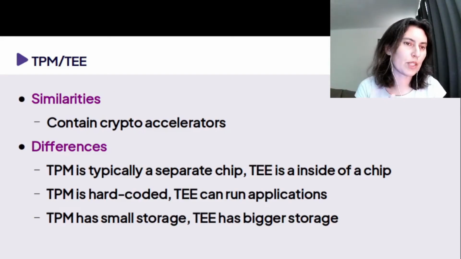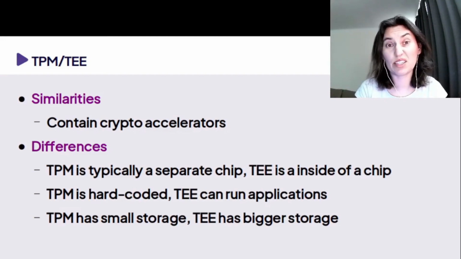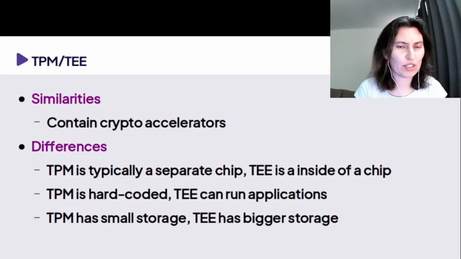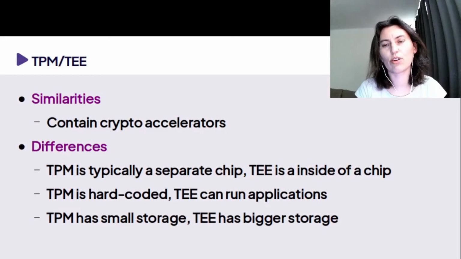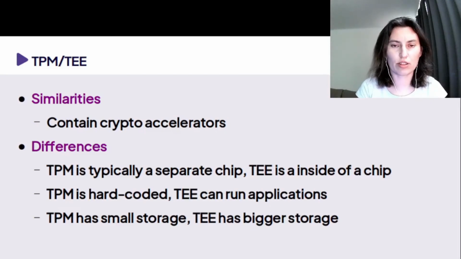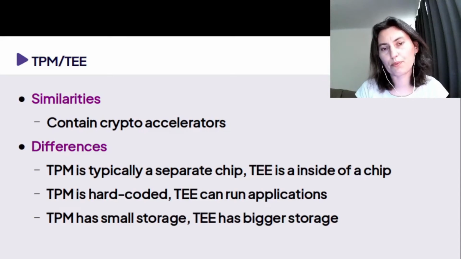Now, let's come back to the comparison between the TPMs and TEEs. They both typically contain crypto accelerators, but there are quite many differences. A TPM is typically a separate chip. A TEE is inside the main processor chip. A TPM has its functionality hard-coded. It can do some operations it has been programmed to, and typically you cannot change those operations. On the other hand, in TEEs, you can run applications, so you can change the code.